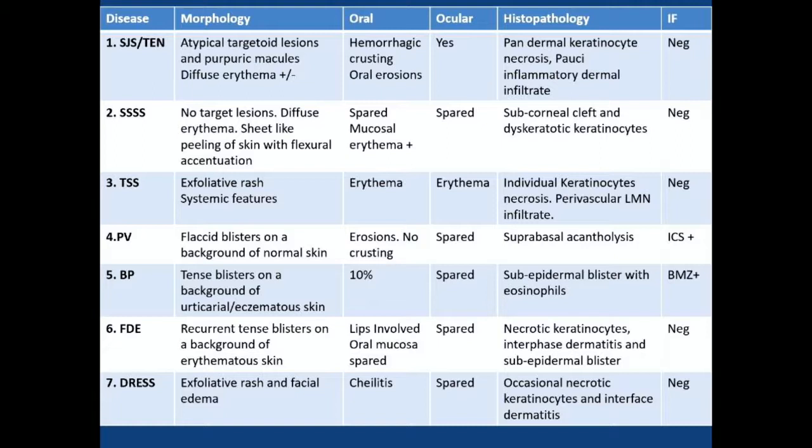And in toxic shock syndrome, there is exfoliative erythema, there is no peeling of skin, and there is some mucositis. In pemphigus vulgaris, the background skin is normal. There are just flaccid bullae, and the peeling of skin is limited to the bullae and in and around the bullae. In bullous pemphigoid, there are tense blisters on a background of an erythematous or an urticarial skin.